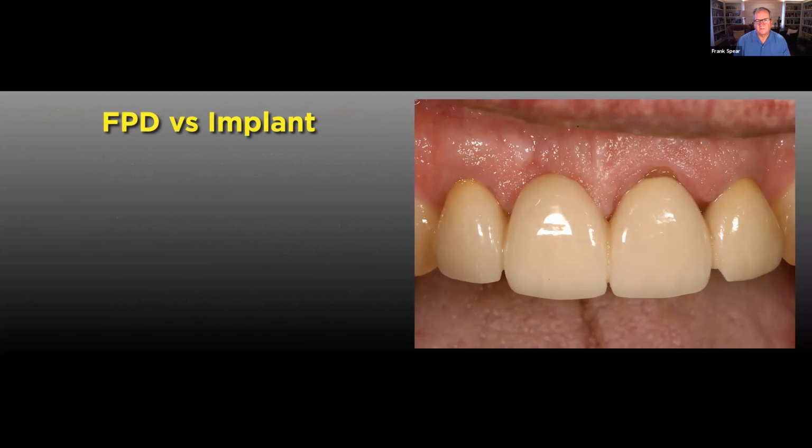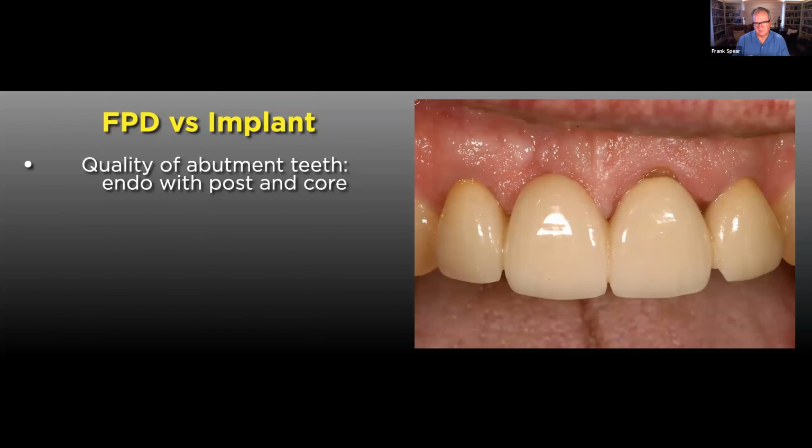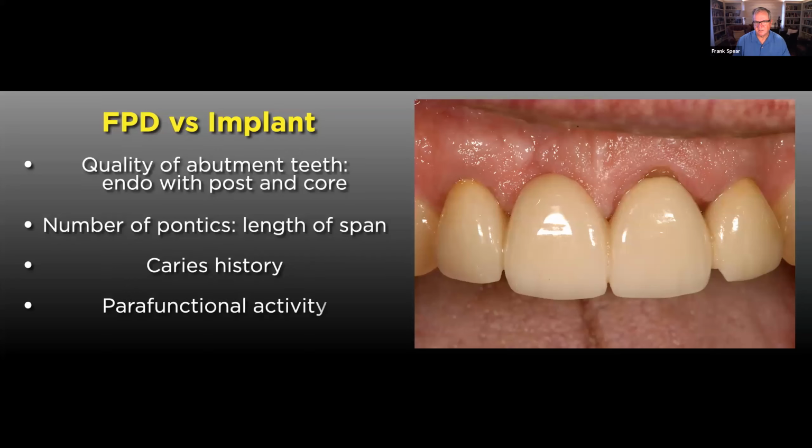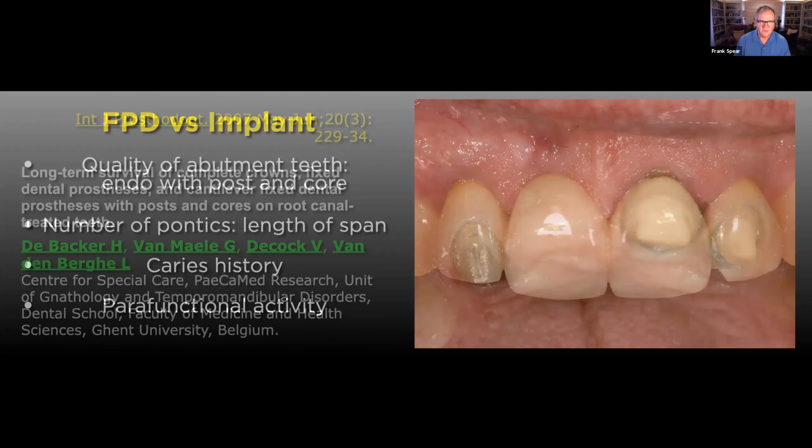Now, what things affect the predictability of an FPD? Without question, it's the quality of the abutment teeth. Do they have endo? Do they have a post and core? Or are they vital teeth? Are they 3-unit FPDs, 4-unit FPDs, or bigger? What's the caries history? What's the occlusal history? Those things all significantly impact an FPD. So I gave you some numbers, but I'm going to try and make those numbers a little bit more meaningful for you.